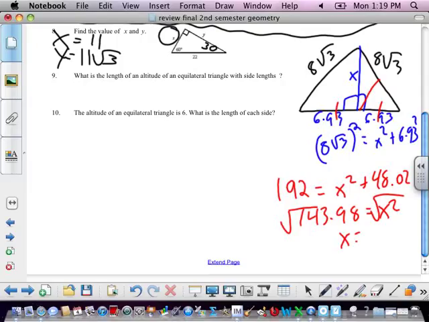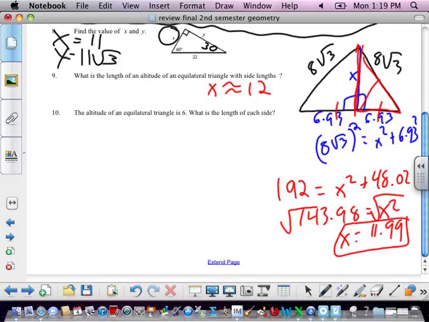So x is 11.99, which is approximately 12. And that's the altitude. So we took an equilateral triangle, we knew what all the sides were. We cut it in half to make two right triangles. So then we divided the bottom in half, right? So now we have the Pythagorean theorem. We figured out what this missing side was, and I rounded up.